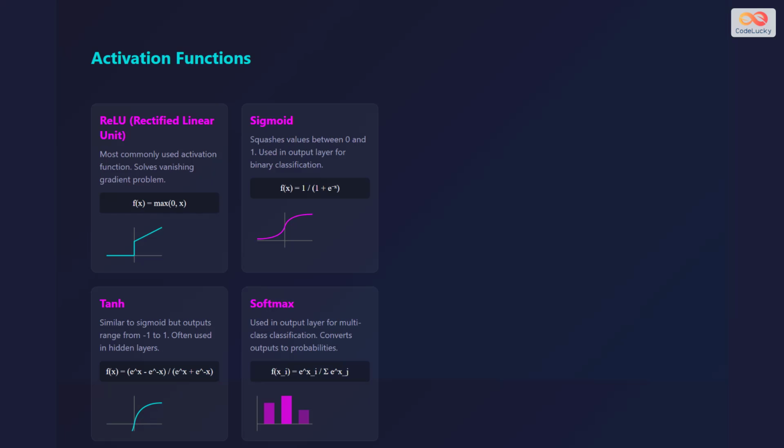The formula for the tanh function is f of x equals e to the power of x minus e to the power of negative x, all divided by e to the power of x plus e to the power of negative x. Lastly, Softmax is used in the output layer for multi-class classification. It converts outputs to probabilities. The formula for Softmax is f of x sub i equals e to the power of x sub i divided by the sum of e to the power of x sub j.